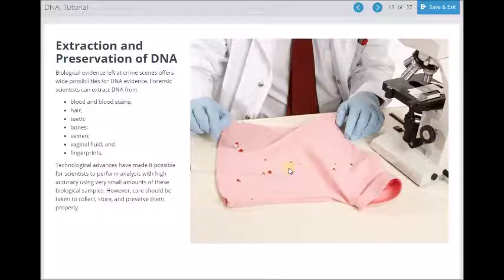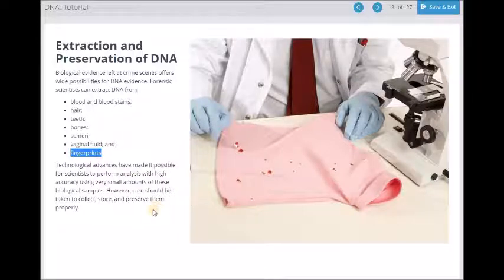But collecting it in a way that it can be sent off to a lab is something that requires some care. And of course, we've got lots of experience at it, so we know what to do. We need to keep it kind of moist and in a container to keep it from getting contaminated by other stuff. We're going to be looking at things like blood, obviously, hair, teeth, bones, semen, vaginal fluid, and even fingerprints. Fingerprints can actually leave some DNA. It's not common, but it can happen.